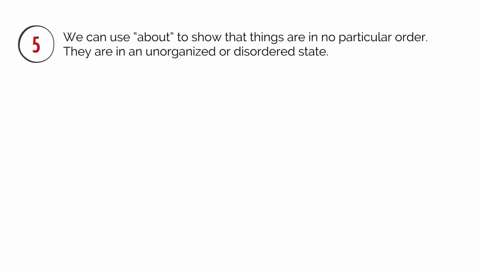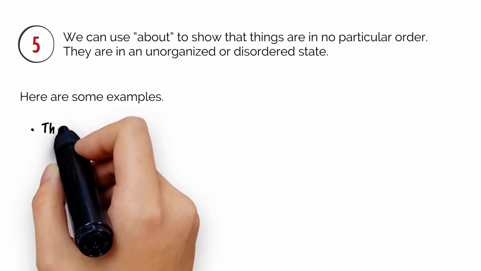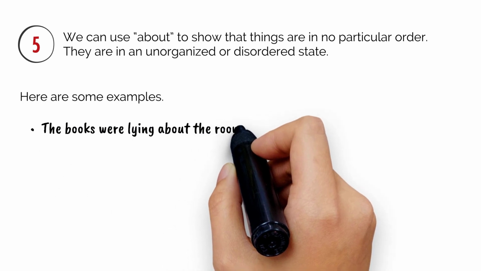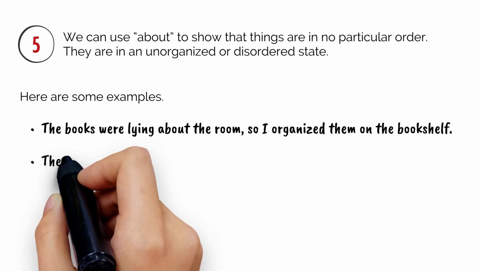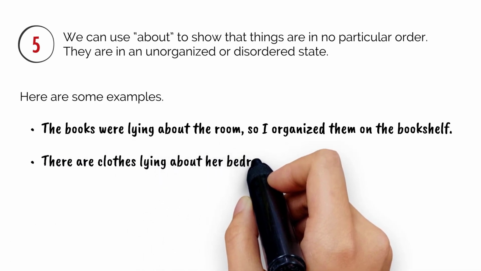Last, we can use about to show that things are in no particular order. They are in an unorganized or disordered state. For example, the books were lying about the room, so I organized them on the bookshelf. There are clothes lying about her bedroom floor.